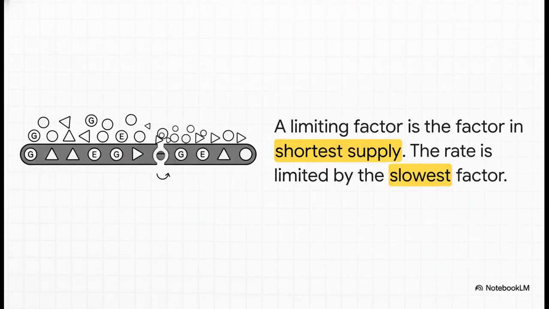The best way to think about a limiting factor is to picture a bottleneck. Imagine a production line in a real factory. It doesn't matter how fast most of the machines are working, the entire line can only go as fast as its slowest part. Photosynthesis is exactly the same. Whichever factor is in the shortest supply is the one that holds everything else back.